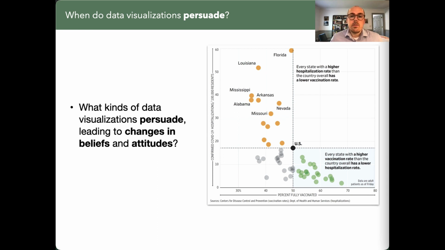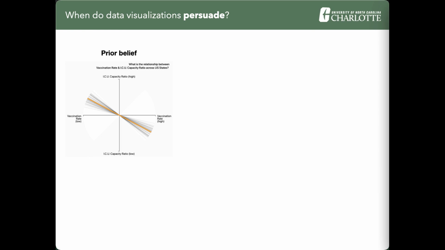Our paper is part of an effort to answer this broader question of what kinds of data visualizations are persuasive. When do they lead to changes in beliefs and attitudes, especially among audiences for whom the data conflicts with strongly held existing views? In the study that we describe in the paper, we measured changes in beliefs about correlations after viewing scatterplot visualizations.